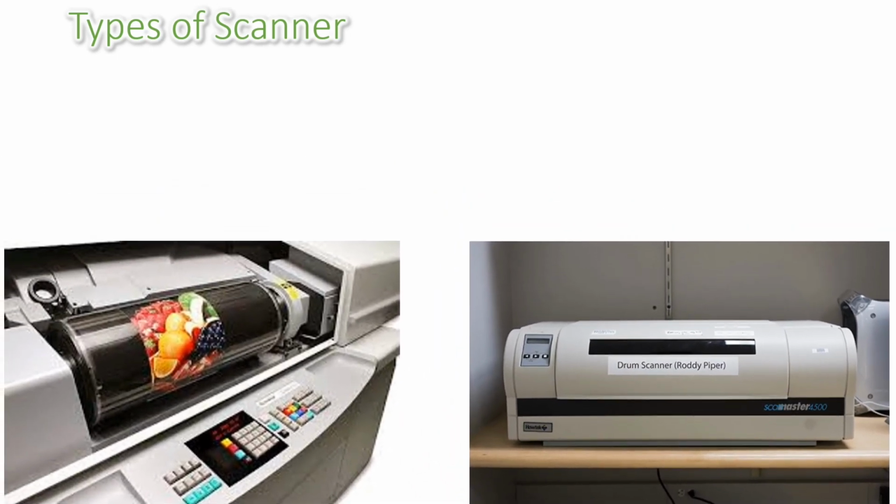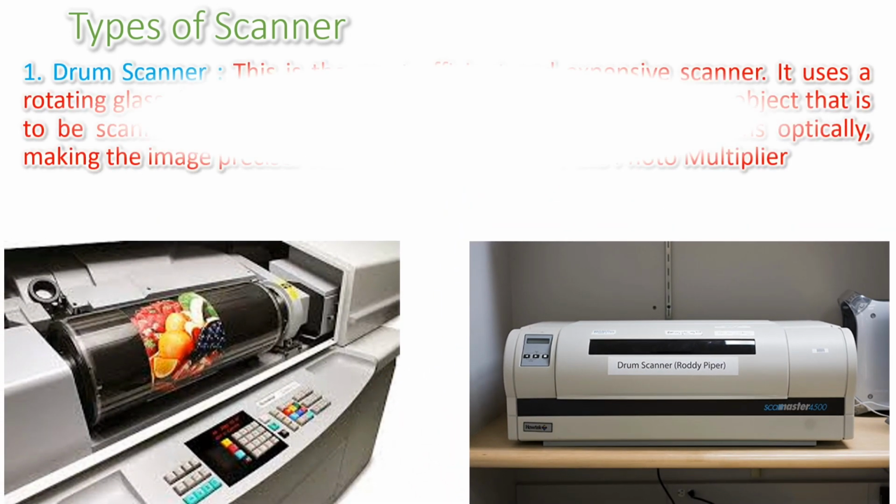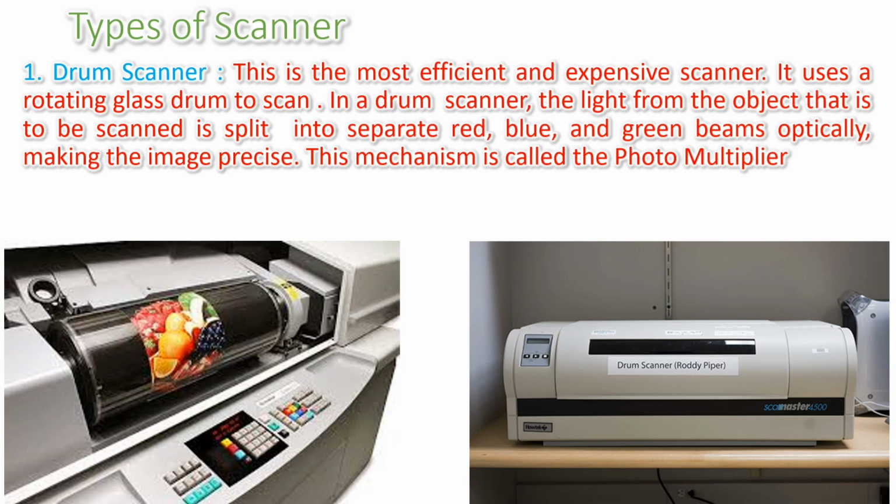Here you can see the drum scanner. The drum scanner is the most efficient and expensive scanner. It uses a rotating glass drum to scan. In a drum scanner, the light from the object that is to be scanned is split into separate red, blue, and green beams optically, making the image precise. This mechanism is called photomultiplier.